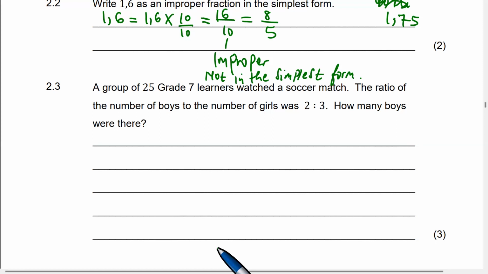A group of 25 grade 7 learners watched a soccer match. The ratio of the number of boys to the number of girls was 2:3. How many boys were there? What is the answer? How many boys were there? Were they 1 million or 1 billion or 1 trillion?